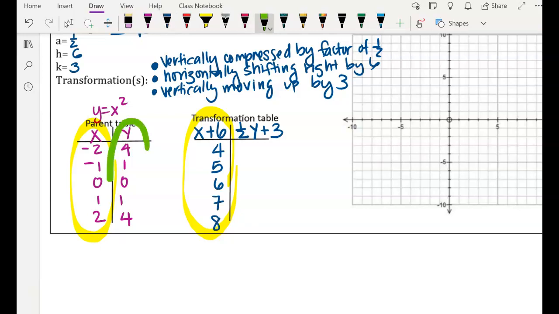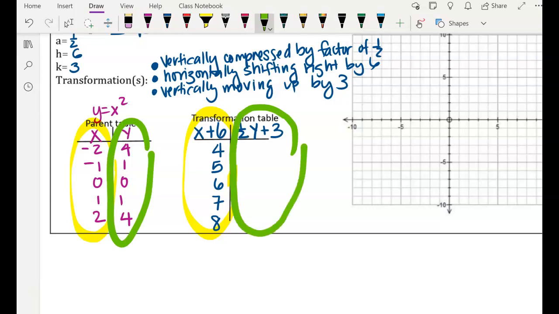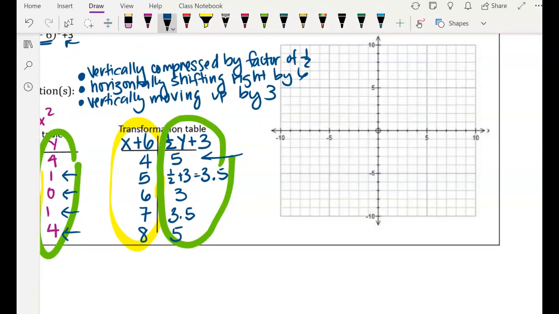Then we will take all the parent y's here and multiply by half and then add 3. So 4 times a half, guys, is going to be 2. 2 plus 3 is 5. 1 times a half is half. Half plus 3 is 3.5, okay? 0 times a half is 0. 0 plus 3 is 3. Next is 1, but that's already done, so that's the same thing as 3.5. And then this 4 value is the same as this one, so as you know, it's a U shape, so it should be symmetrical. So now we have 5 values from the transformation table.